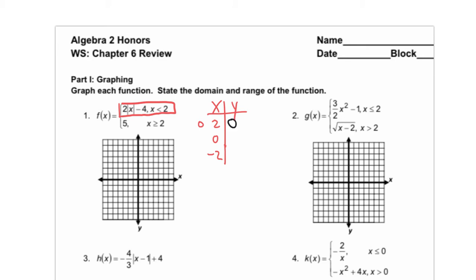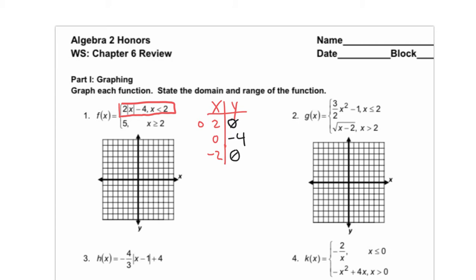That right there is going to be 0. And when we plug in 0, it would be 2 times 0, which is 0, minus 4, that's going to be negative 4. And then over here, when we plug in negative 2, the absolute value would produce a positive 2. So that would be 2 times positive 2 minus 4, which would be 0.